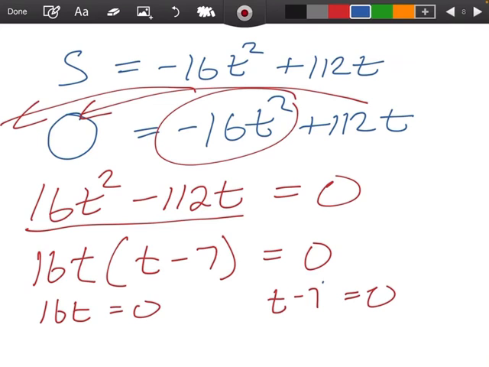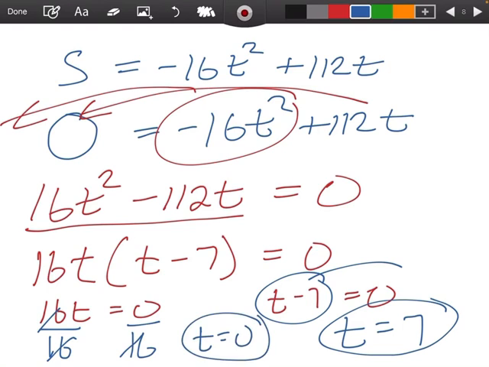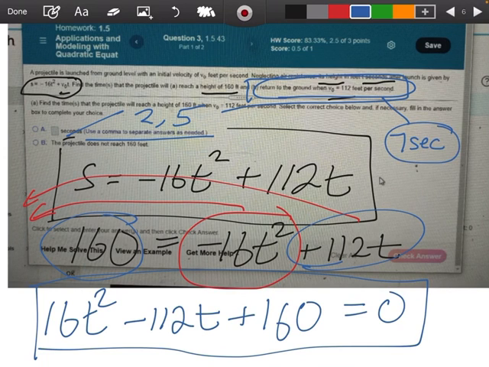Let's deal with this one first, because this is probably the easier one. When I move the 7 over, I get 7. Now this other part, I don't want you to disregard it like we did before, because there is a t here. Dividing both sides by 16, we come up with t equals 0. So there are 2 times that it reaches the ground. The first is when we start off, because we're shooting this off from ground level, and the second time is 7 seconds. So when it asks when it is going to return to the ground, that's going to happen after 7 seconds. Again, this is number 3 out of 1.5. Y'all got any questions? Please let me know.